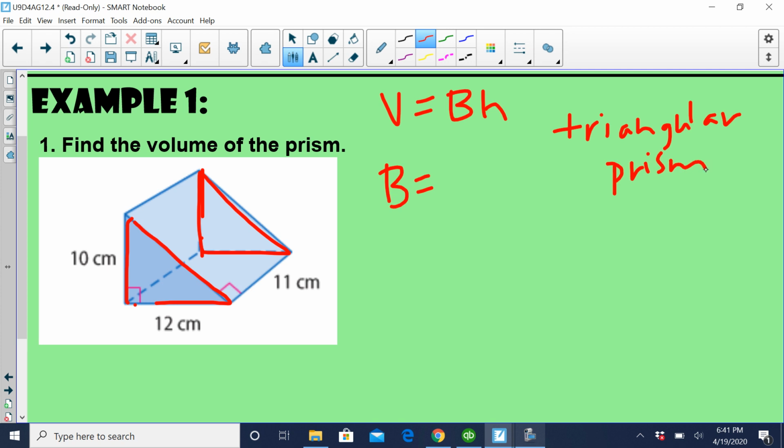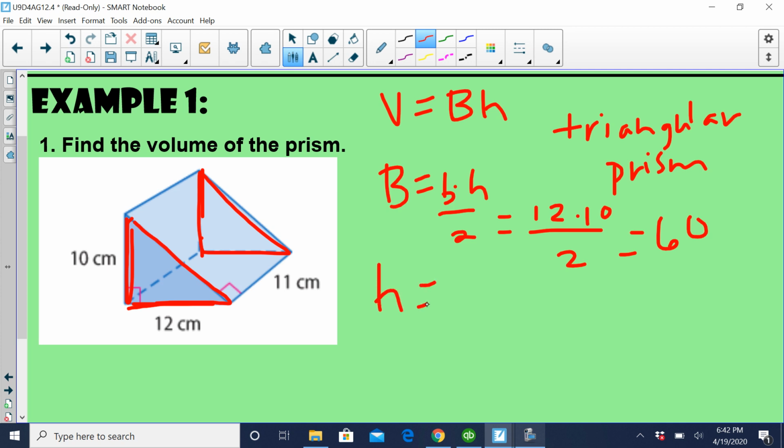Okay, so how do I find the area of a triangle? Well, I take the base times the height and I divide by 2. What am I going to use for the base of this triangle? Well, I can really use 12 for the base. What would I use as the height? Well, the height is going to be 10, and then I divide by 2. 12 times 10 gives me 120. 120 divided by 2 gives me 60.